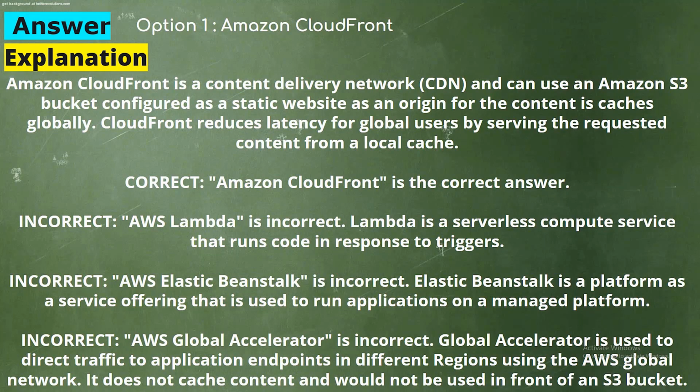Incorrect, AWS Elastic Beanstalk is incorrect. Elastic Beanstalk is a platform as a service offering that is used to run applications on a managed platform. Incorrect, AWS Global Accelerator is incorrect. Global Accelerator is used to direct traffic to application endpoints in different regions using the AWS Global Network. It does not cache content and would not be used in front of an S3 bucket.